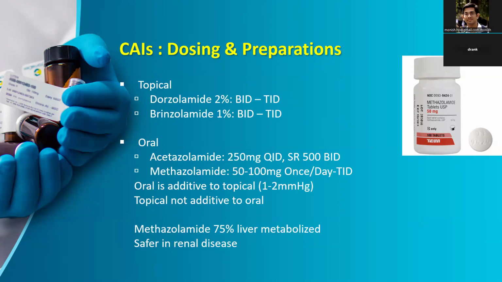In patients with renal disease, we can use methazolamide because it is not metabolized by the kidneys. It is liver metabolized. We can use methazolamide in renal disease patients; it is safer in renal disease. Acetazolamide use is mainly for short-term indications. Before and after surgery, and after laser therapy, we can use acetazolamide.